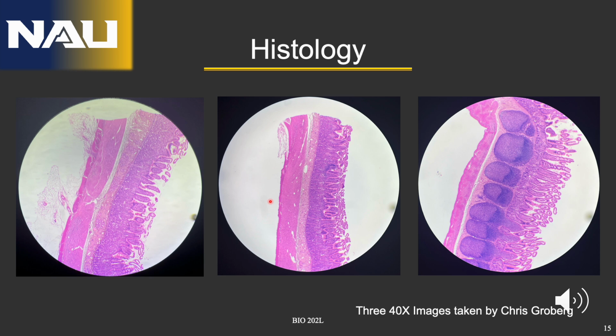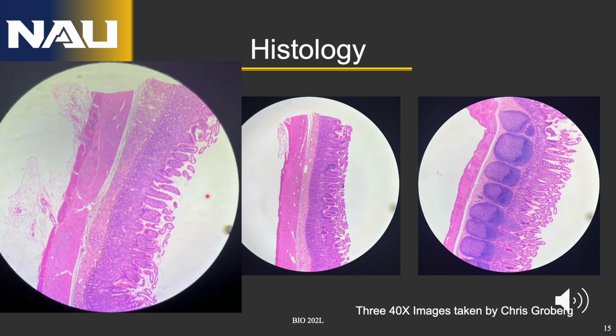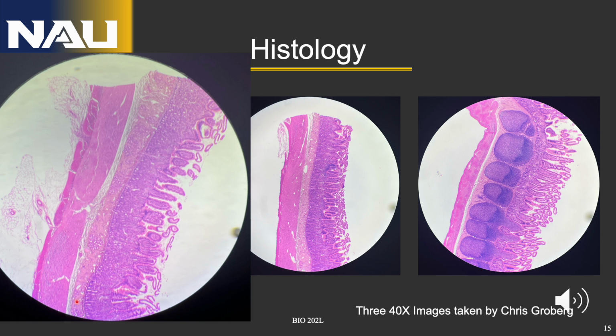So let's start on the left here. Notice anything? Well, if you look closely, you can see some spottiness within the submucosa. Right here, and those are glands. Do you remember the glands that are in the small intestine? We have duodenal glands. So this is the duodenum.